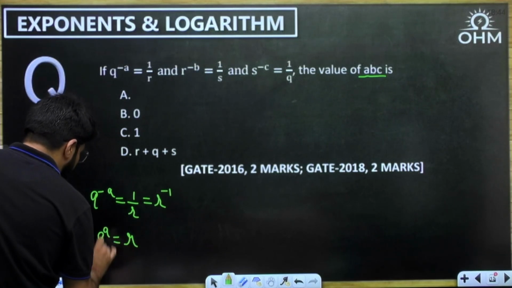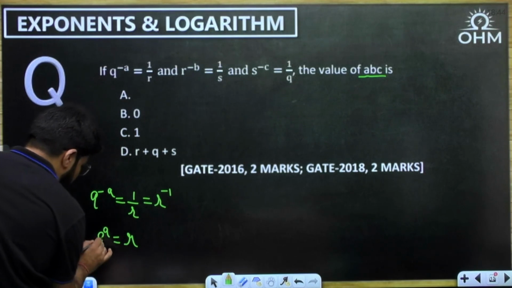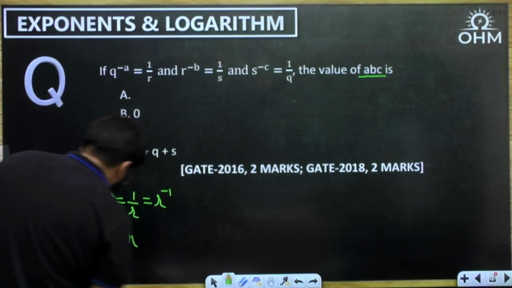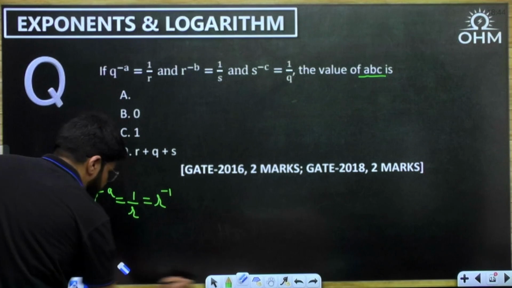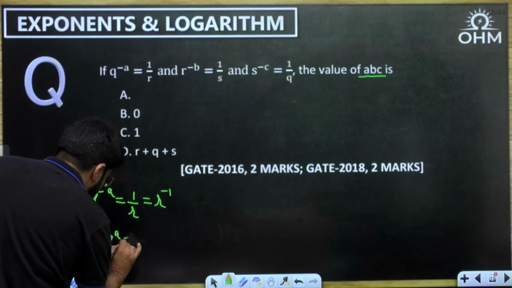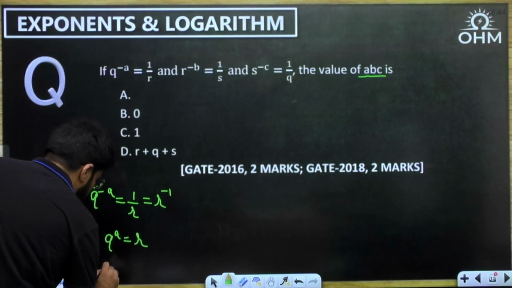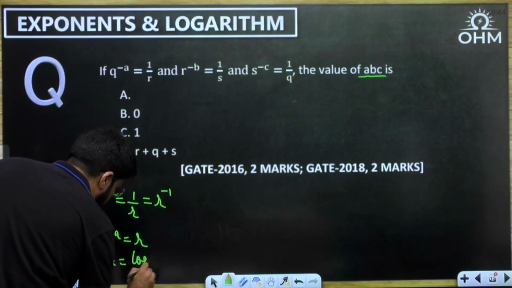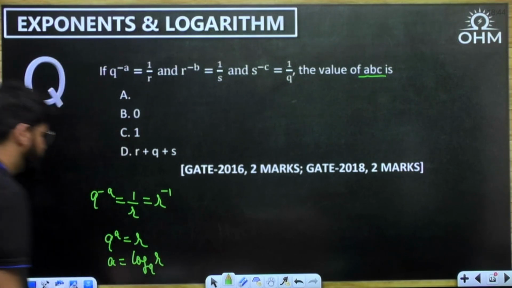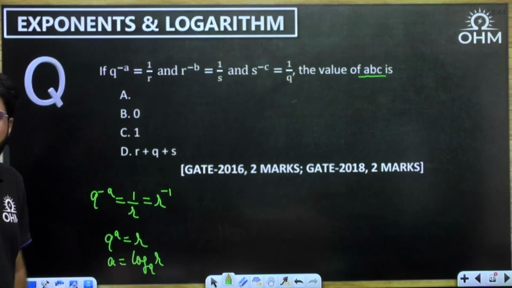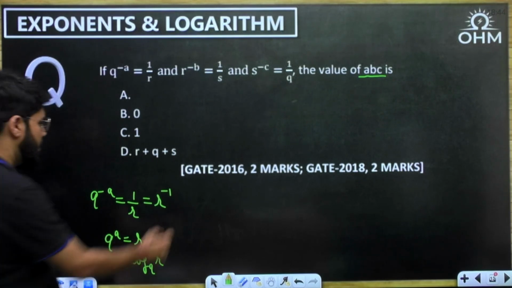Now I will take log on the other side. What is the base of the exponent? q. This is q power a is r. So what is a? It will be equal to log of r to the base q. Log of r to the base q. Clear? By a similar idea.